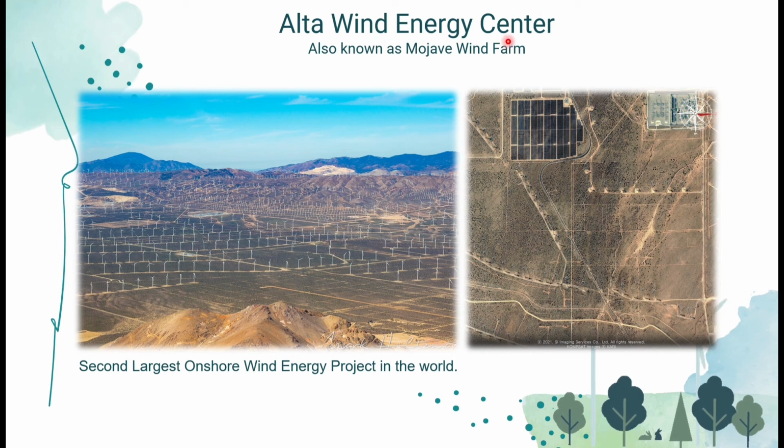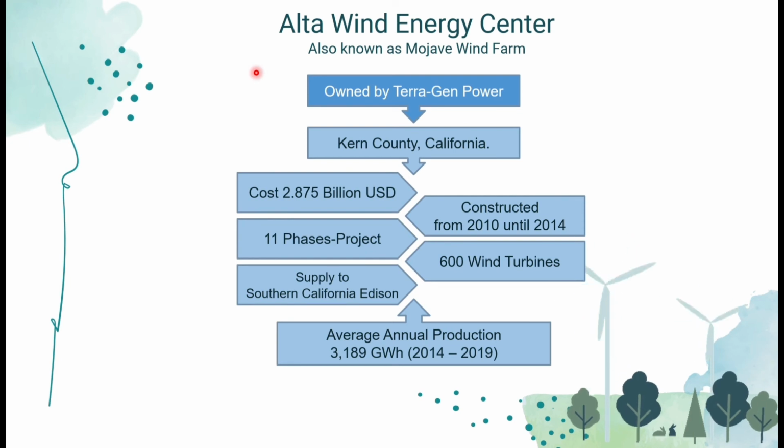Alta Wind Energy Center is also known as Mojave Wind Farm. As you can see in this picture, this is the view of the wind farm. Alta Wind Energy Center is also known as the second largest onshore wind energy project in the world. This project is owned by Terra-Gen Power and located in Kern County, California, United States.